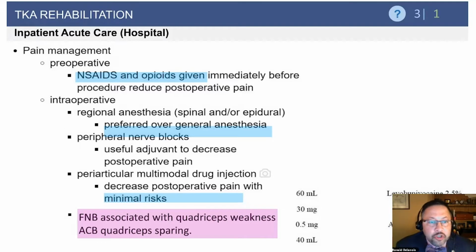There you can see a question as it pertains to which type of block may be associated with quad shutdown, and clearly that would be the femoral nerve block, and could affect the patient's postoperative rehabilitation, especially if they have an accelerated rehabilitation program. The para-articular multimodal injection is something that was popularized by Delanois. It talks about giving an injection around the periosteum of the total knee, decreasing the postoperative pain with minimal risk. As you can see depicted on the bottom of the slide, that can consist of bupivacaine, ketorolac, epinephrine, as well as normal saline.